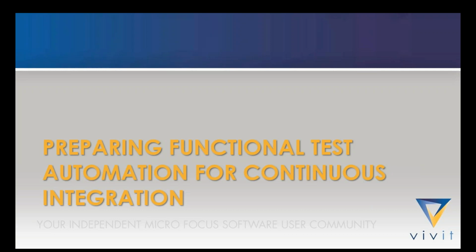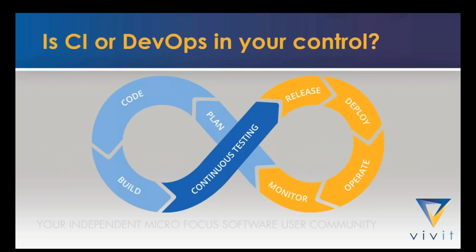So when I was talking to Richard about his presentation, I said there are a lot of things to be aware of and to think about when preparing for your functional automation tests. And we can just dive into the next slide. For example, what if you don't have continuous integration? What if you don't have DevOps? Or what if they're not in your control? What can you do? Let's try to be prepared for the integrations that are coming.